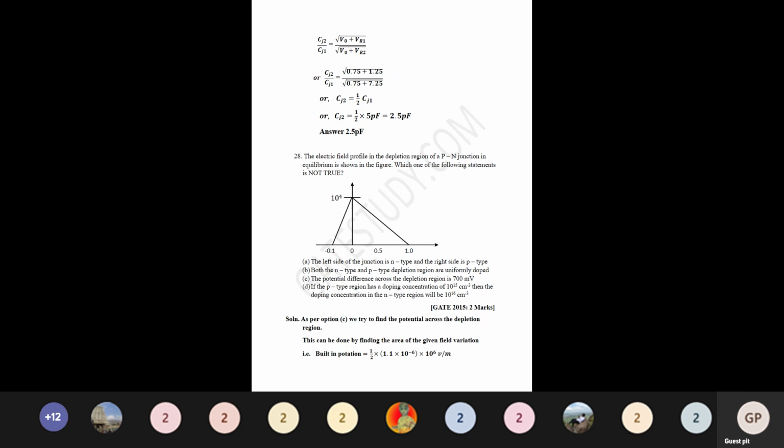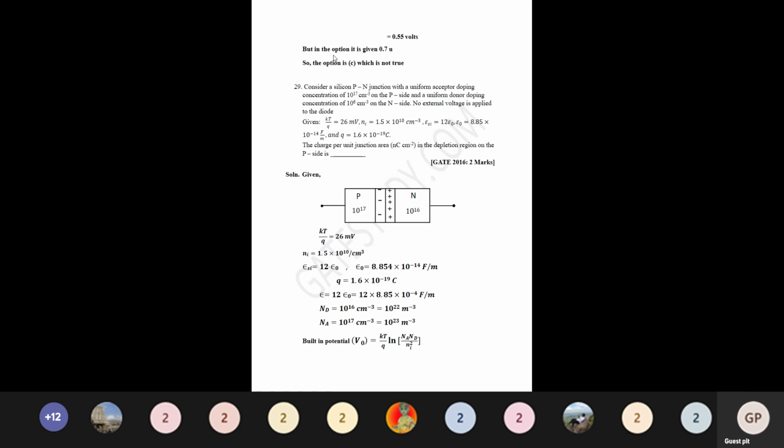The solution: as per option C, we try to find the potential across the depletion region. This can be done by finding the area of the given field variation. Inbuilt potential equals 1 by 2 of 1.1 into 10 to the power minus 6 into 10 to the power 6 volt per meter, which is equal to 0.55 volt. But in the option it is given as 0.7 volt. So option C is not true here.